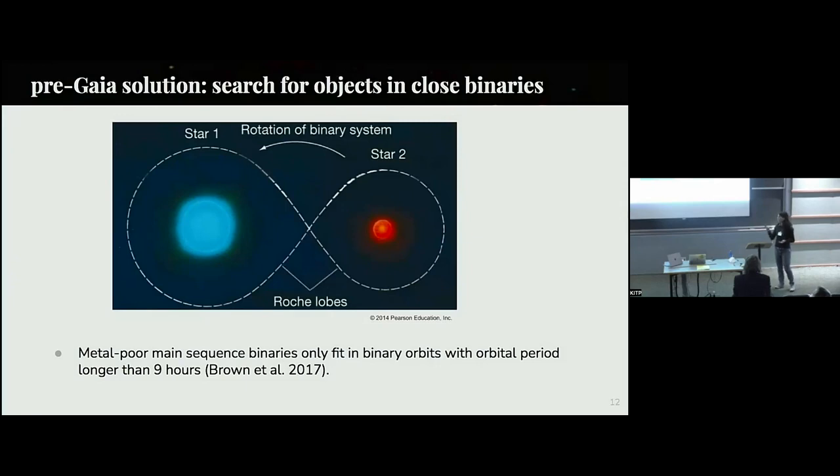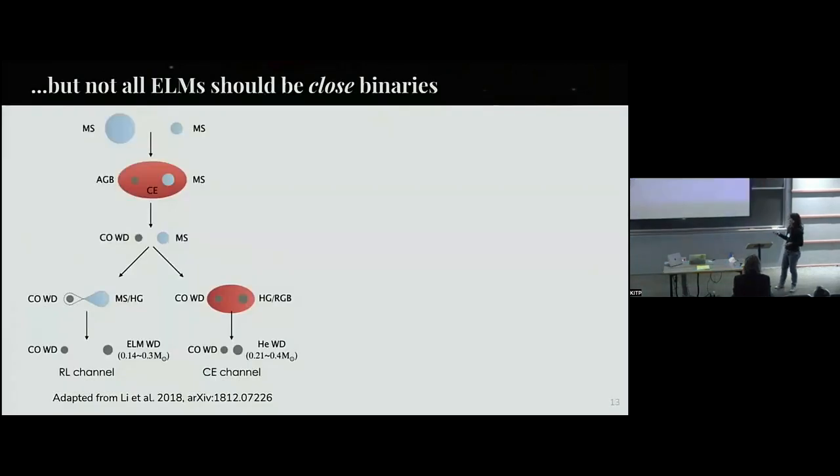But if we rely on binarity to identify our ELMs, we are not going to find that binary fraction that Mokremin was asking us about 15 years ago. And on top of that, we don't expect all ELMs to necessarily be in close binaries. There are two main channels to form ELMs. One of them is the common envelope channel, which we heard a lot about yesterday. We know all of the uncertainties, but still it should form close binaries. But there is another channel, which is a stable Roche lobe overflow, and this channel can form longer period ELMs.